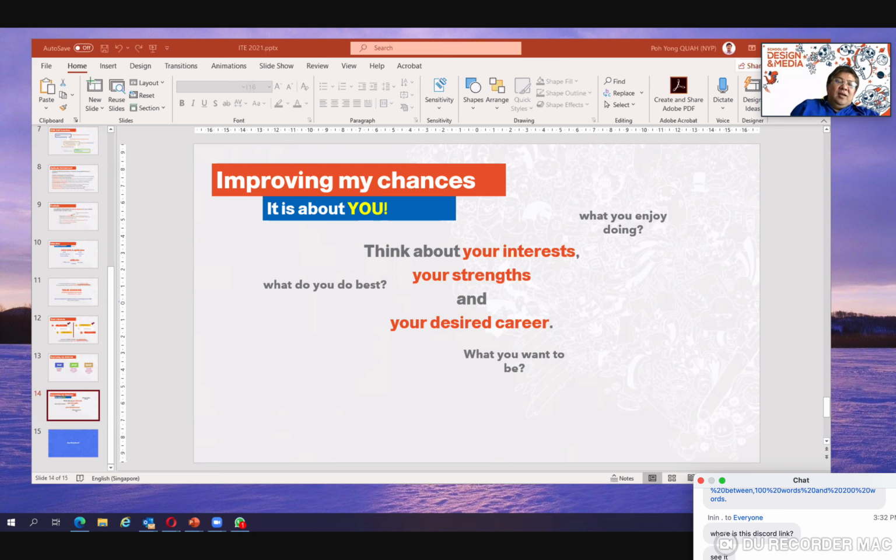During the interview, we are very interested in your strength, your interest, and your career choices. It's always about these 3 areas.